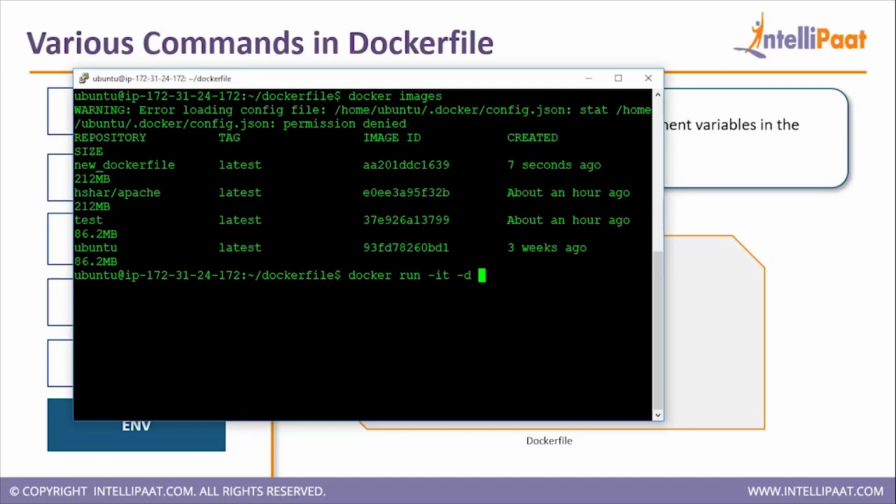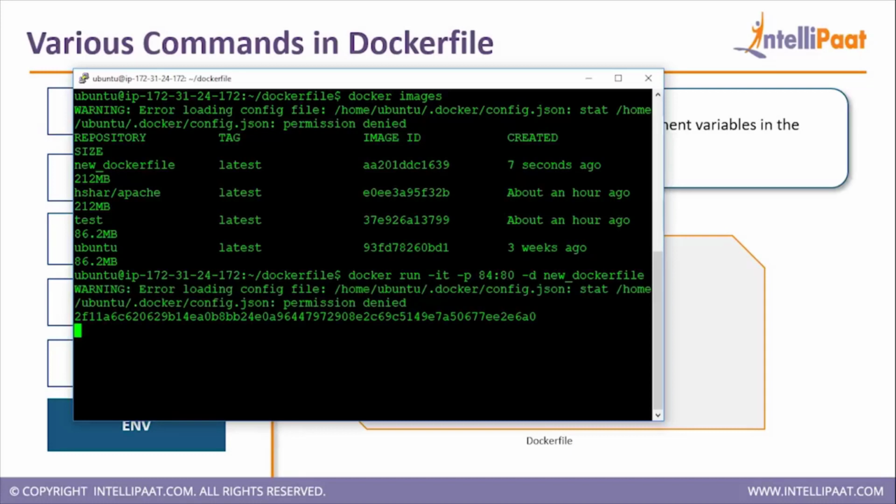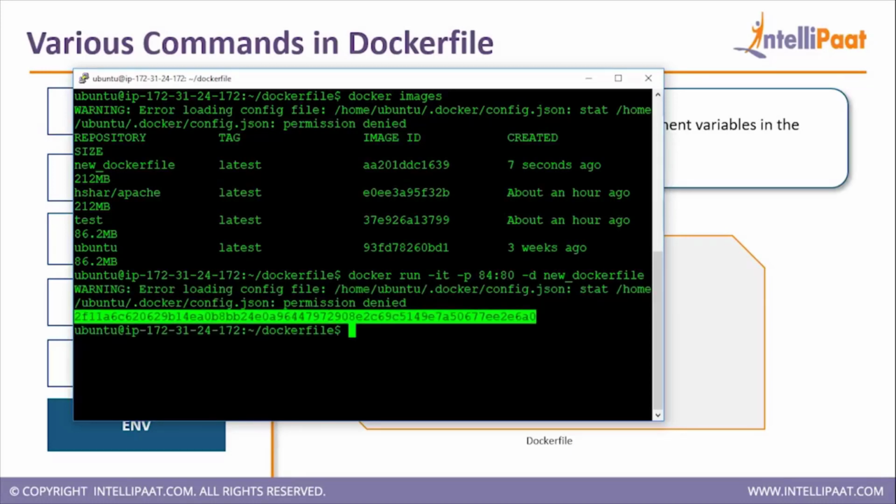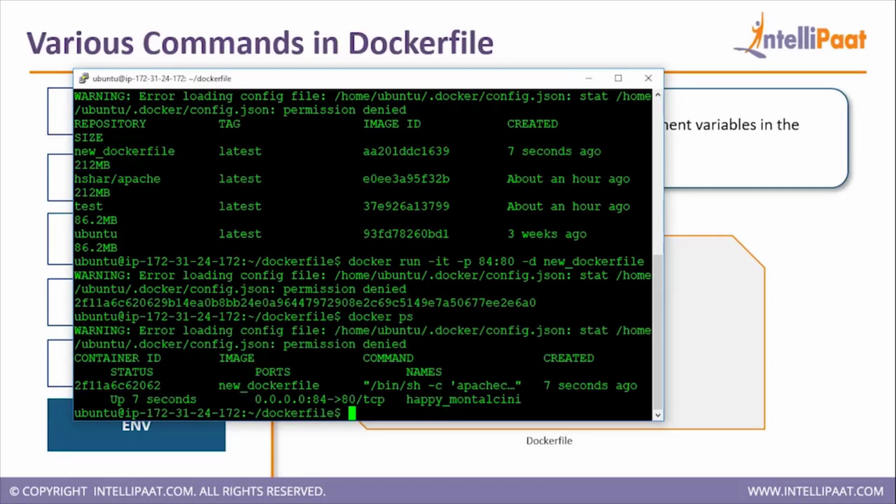Docker run -it -d. Also let us specify the port number. So let us open it at port 84, and then new_Dockerfile, and then hit enter. Okay, so the container is launched now. So if I do a docker ps, I can see that a container has been launched 7 seconds ago. Awesome. And it is being opened on port 84.